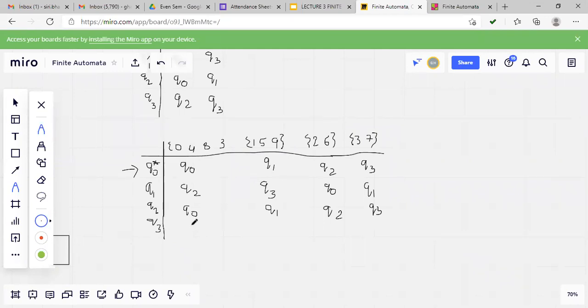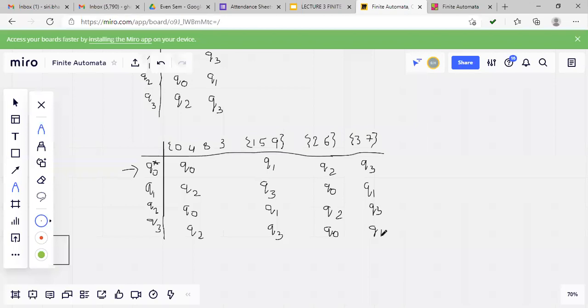So what is this? 30 divided by 4, what is it? Q2. Very good. 31 divided by 4, or 35 or 39, it is Q3. Yes, very good. 32 or 36, it is Q0. Very good. 33 or 37, what is it? Q1.